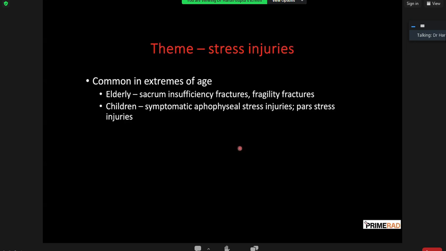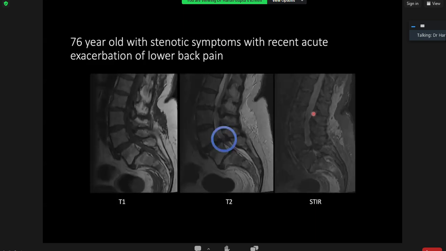So we've looked at these spondylolisthesis themes. Let's move to the stress injuries. Stress injury means insufficiency fractures in the elderly, and apophyseal fractures and pars stress fracture in the children. So, for example, an interesting case, a 76-year-old with stenotic symptoms with a recent acute exacerbation of lower back pain. Now, this patient has central stenosis. Everybody knows about it, the patient's managing well, and then suddenly comes with low back pain. So we know about the stenosis. There is degenerative spondylolisthesis. There is stenosis.